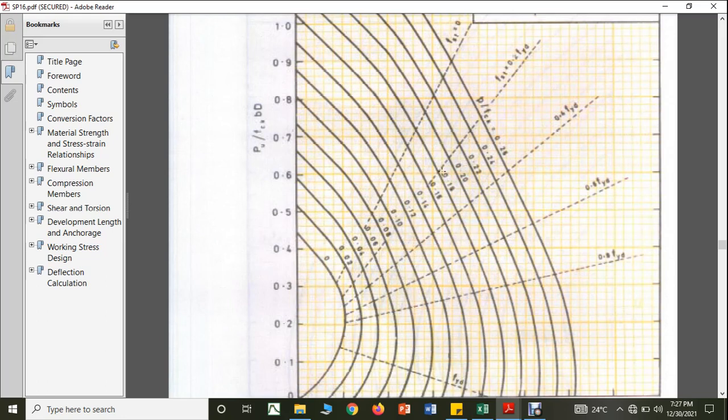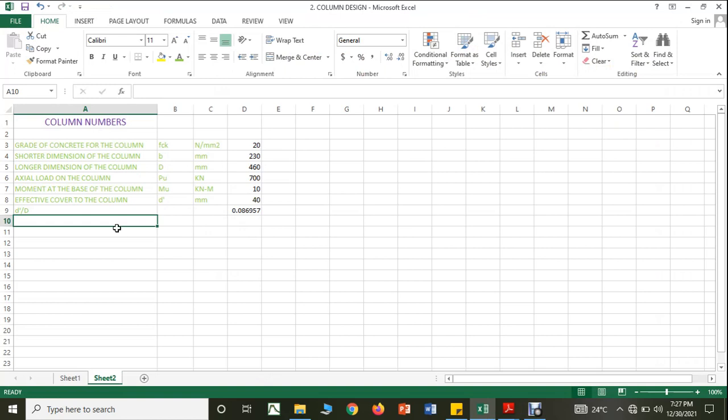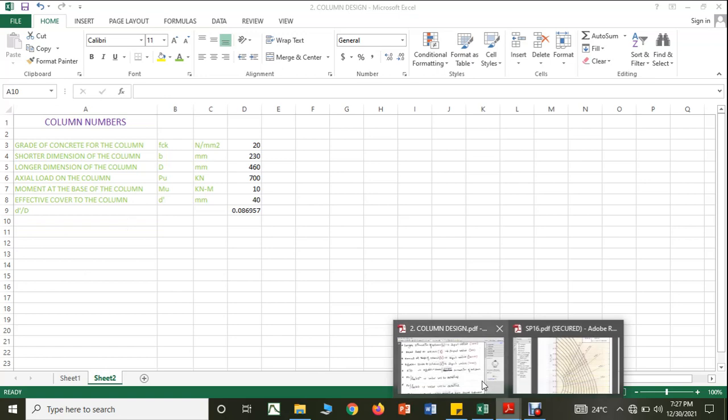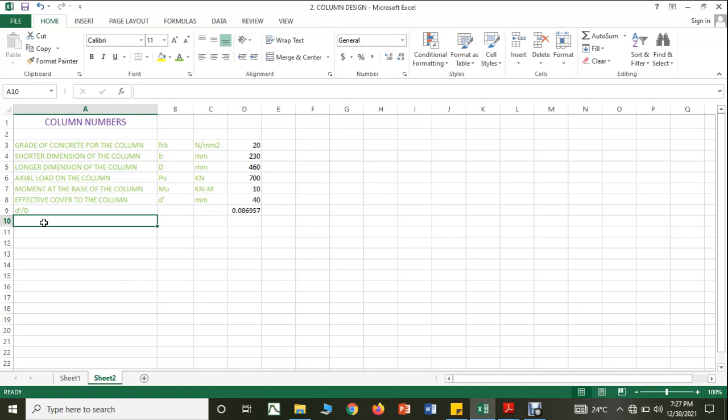So based on these two values, we will get the value of P by FCK. That P represents the percentage of steel. You will get P by FCK, right? Yes. So now, after the d dash by d value, my next step is to find out Mu by FCK BD square. So I am supposed to find out Mu by, I can put it in the bracket, FCK into B into D into D. Okay, Mu by FCK BD square.